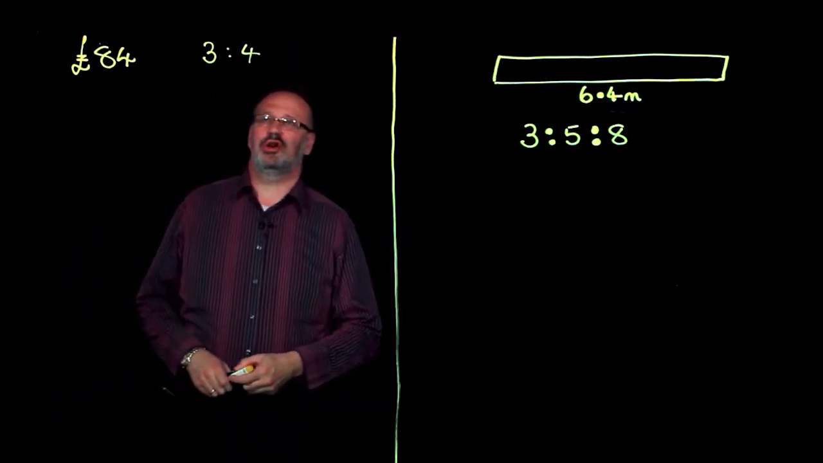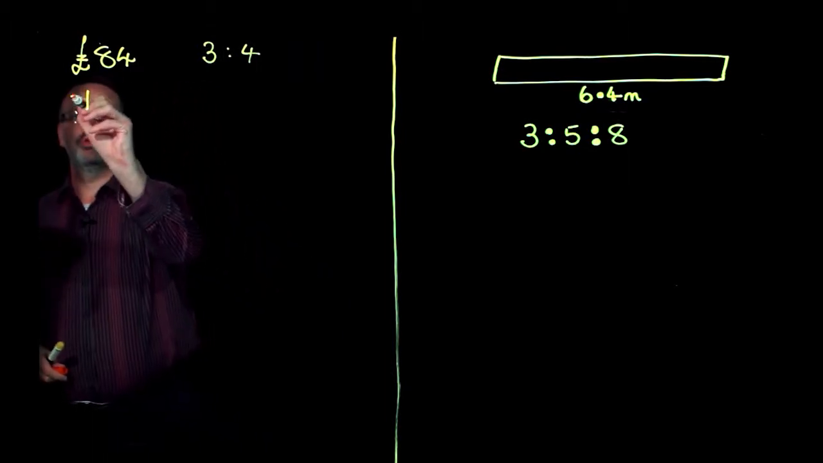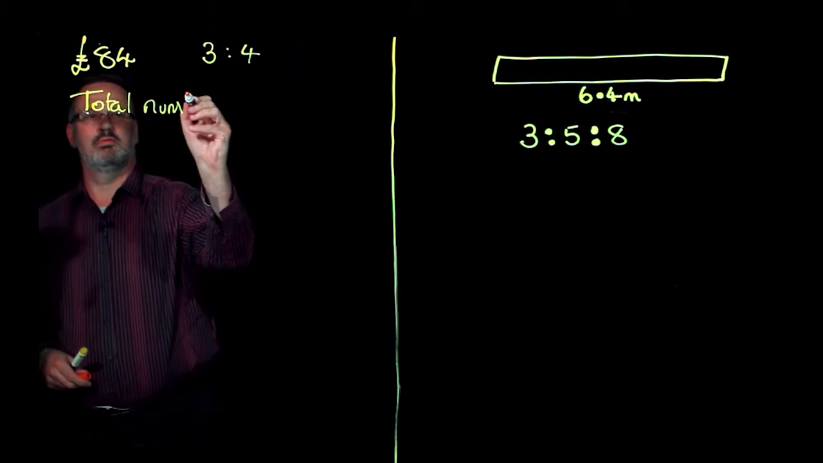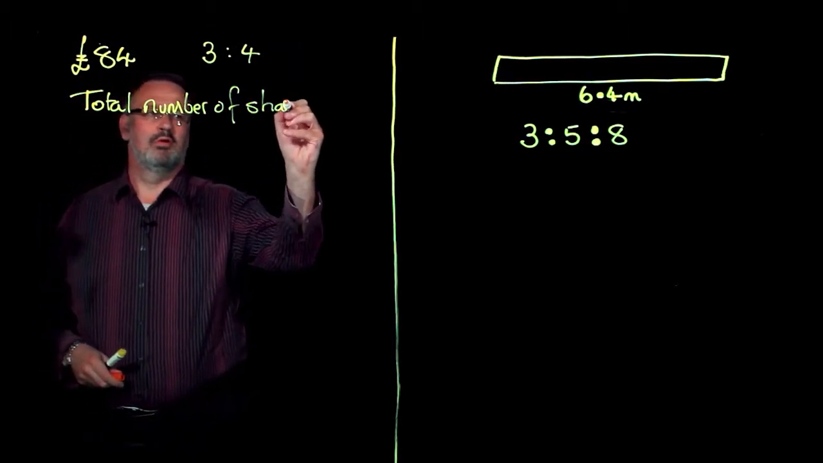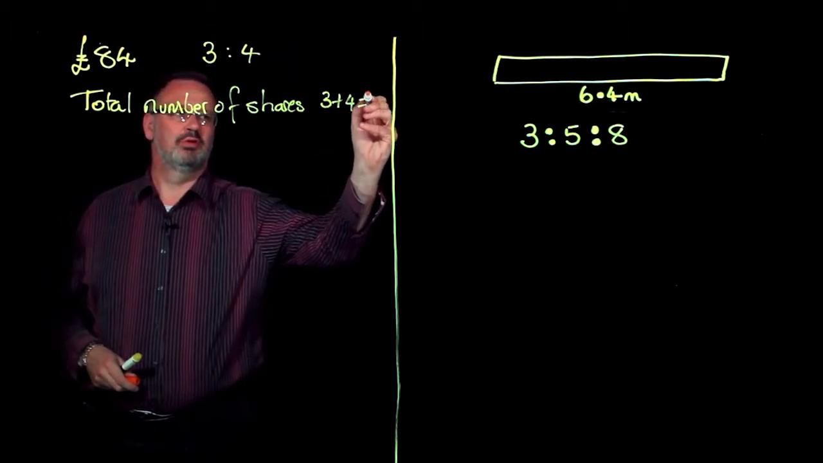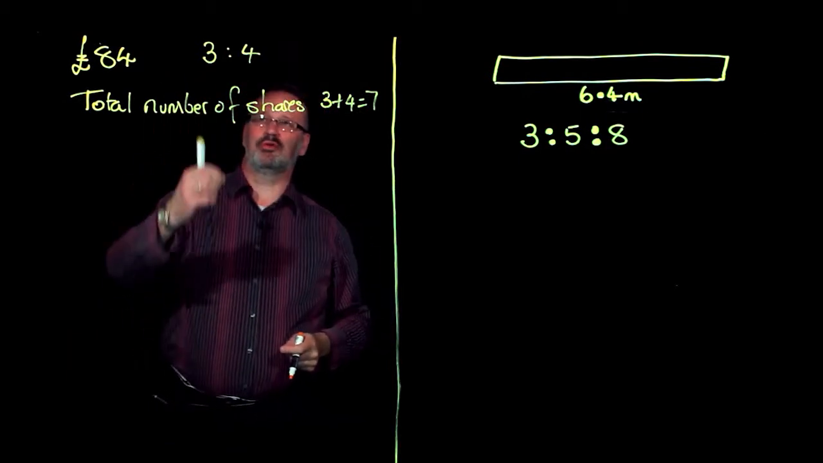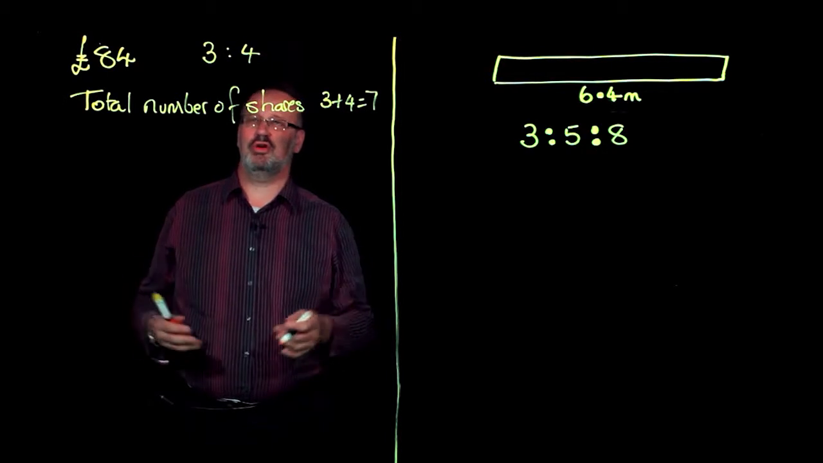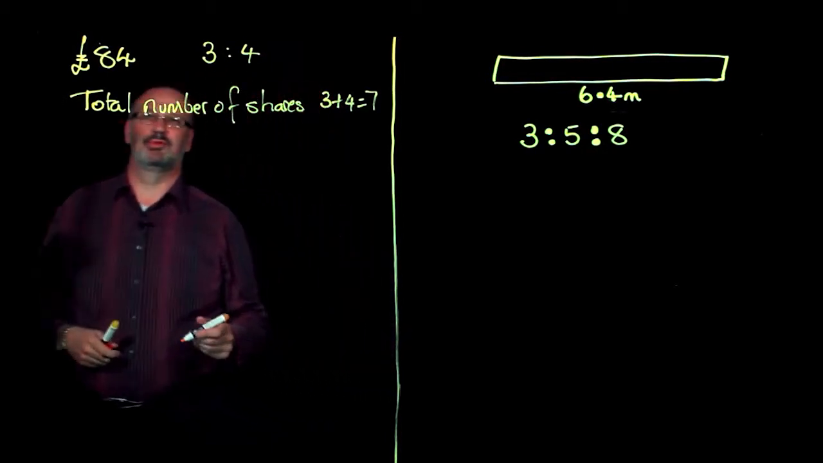My first question is, how many shares are there in total? So the total number of shares is 3 plus 4, which is 7. In other words, for every £3, this person gets 4. So if I share out in one round, 3 plus 4 is 7.